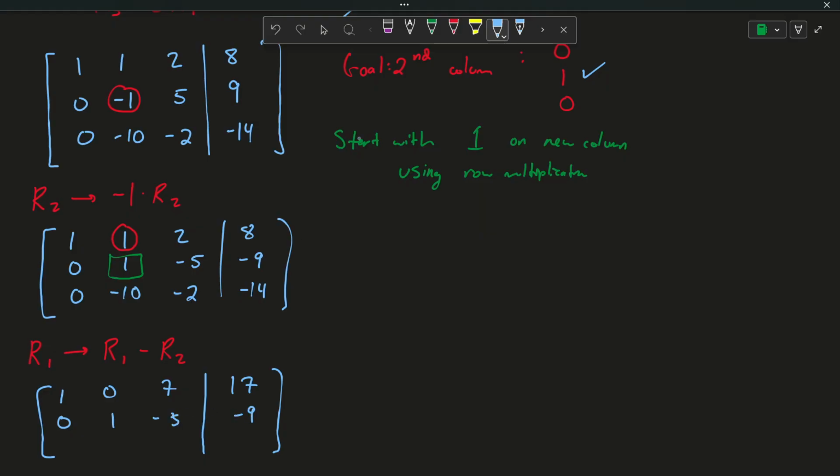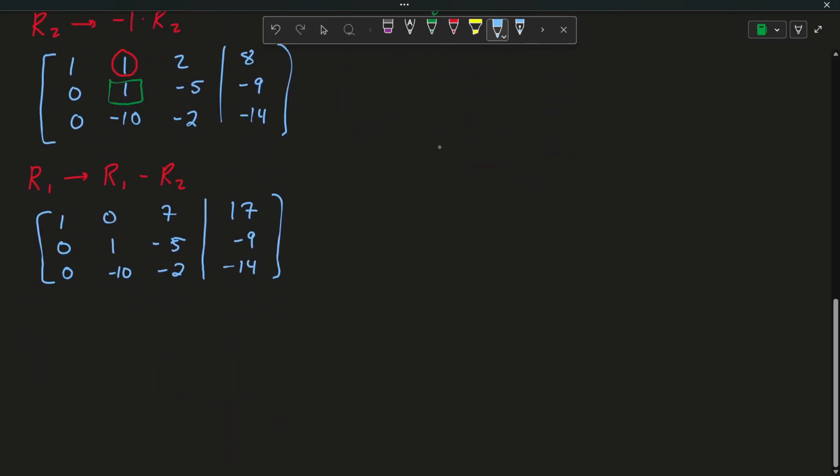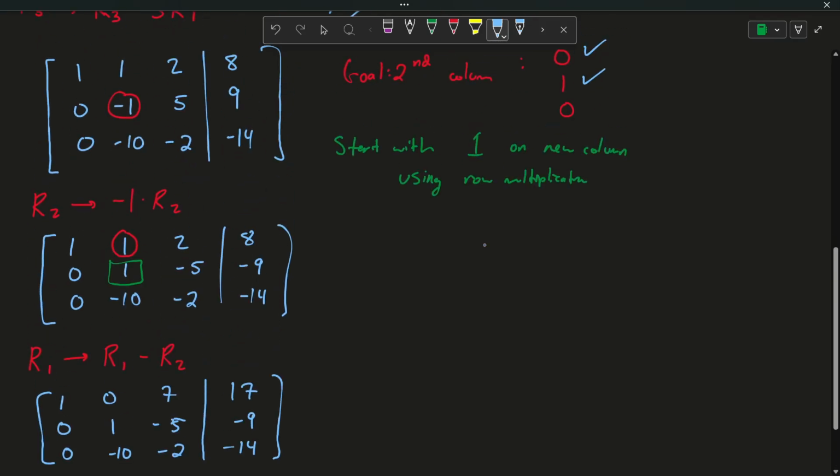We can just do one row at a time. Once you get comfortable, you can do a couple operations in a row as long as they don't interfere with each other. We'll just do one at a time for this. So we've got this here. So let's come down here. We've got that 0 checked off. Oh no, my goal. Okay.